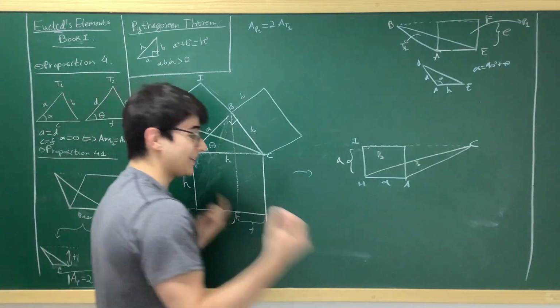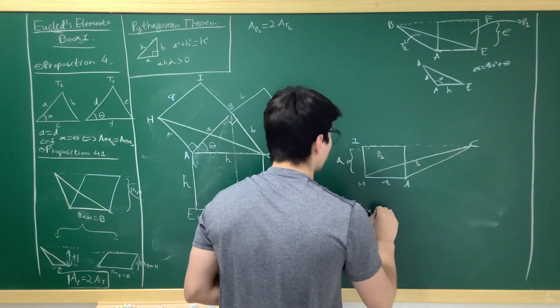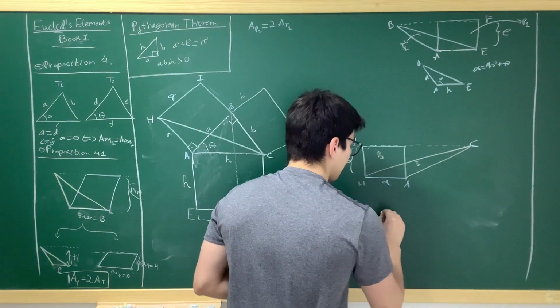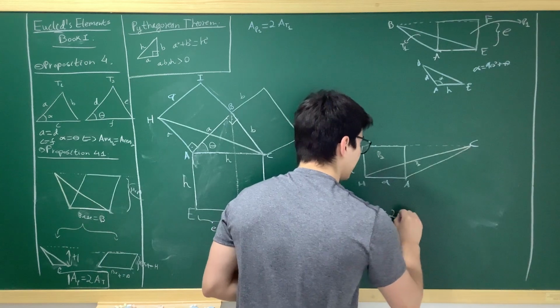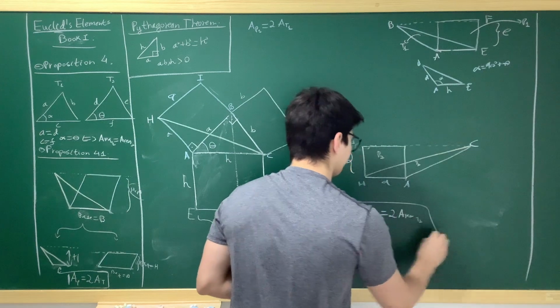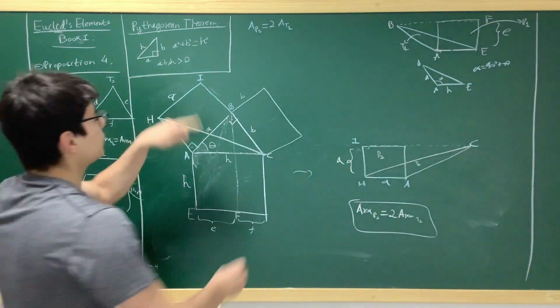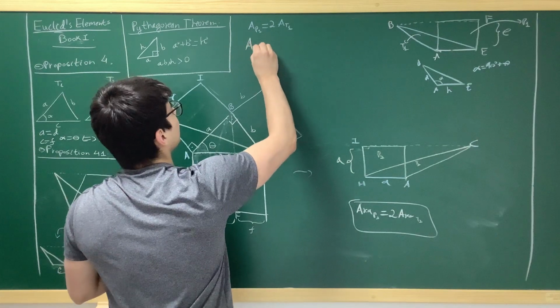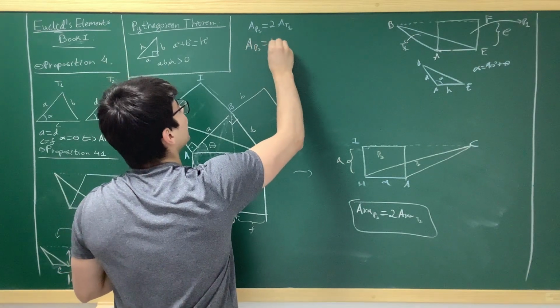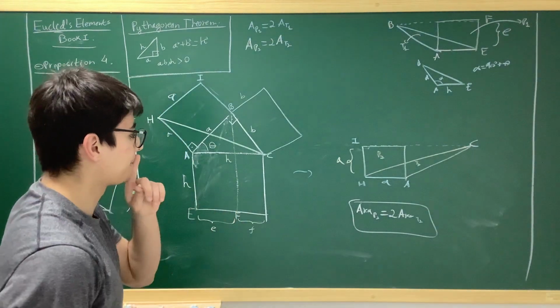So again, we just have that the area of P2 is equal to twice the area of T2. Okay? So let me just put this result here. Area of P2 is equal to twice the area of T2. But just notice one thing.